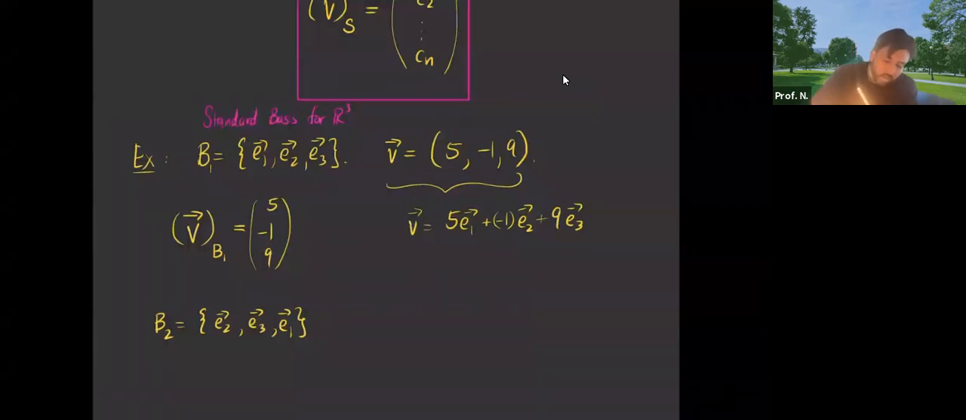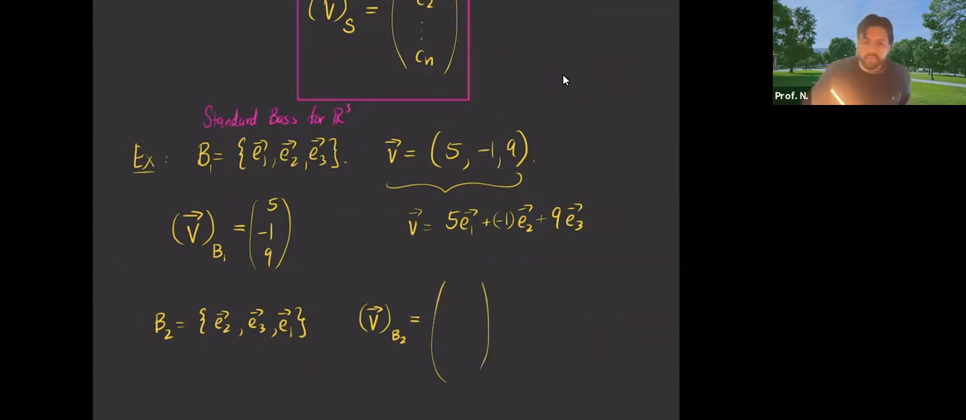What would V be relative to this new basis? Do you guys see the difference now? I just rearranged the order of the basis elements in our standard basis. I said E2 is first, E3 is next, and E1 is last. So, of course, writing this would still not be hard, right?